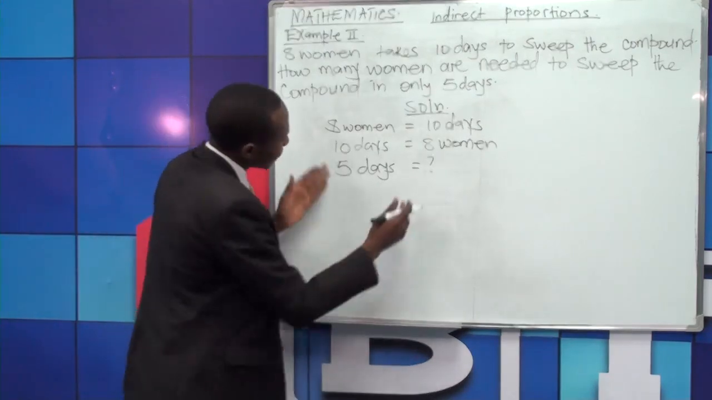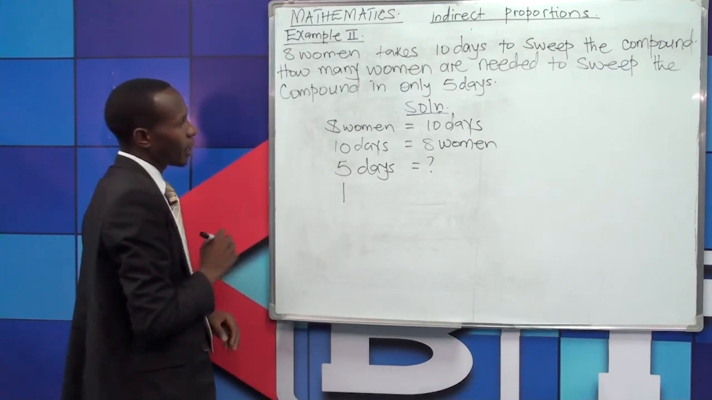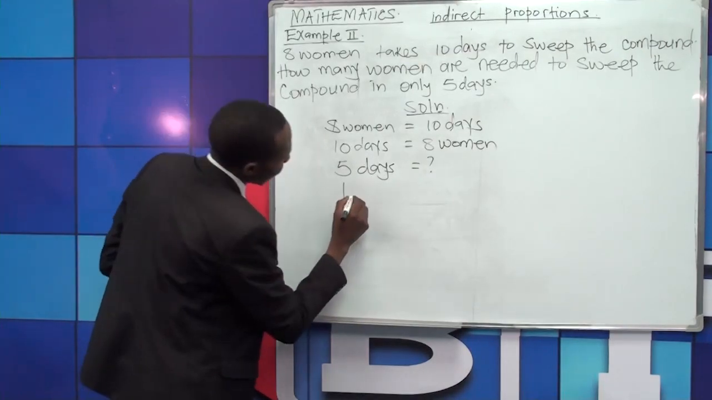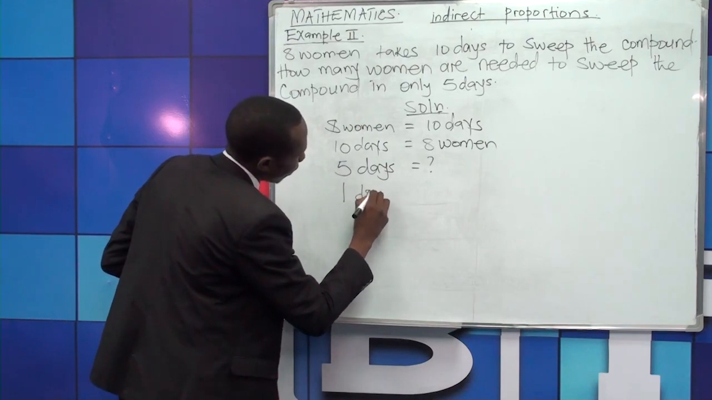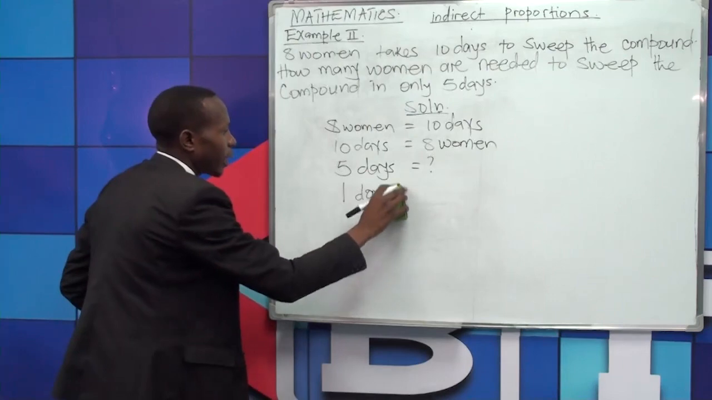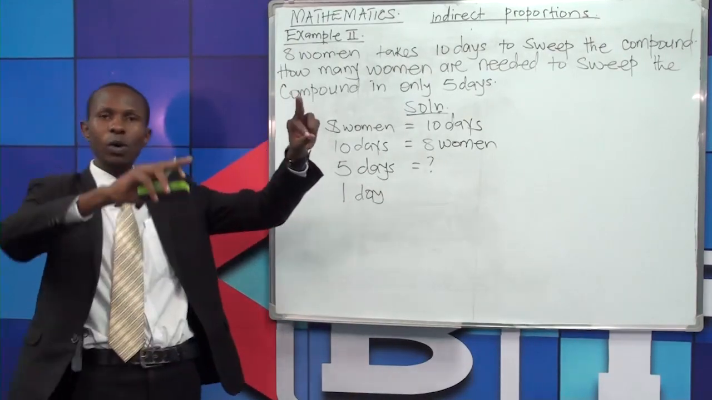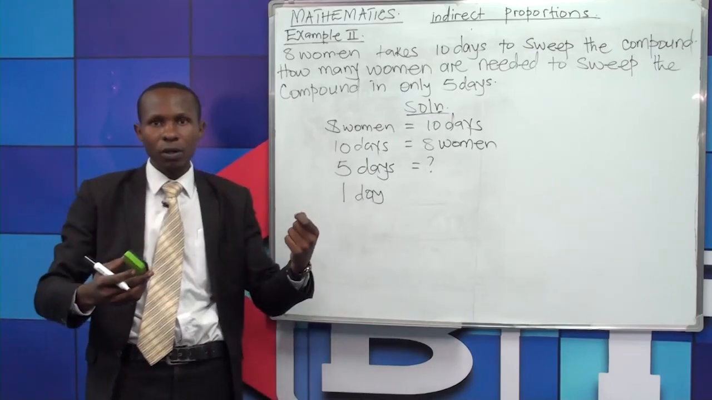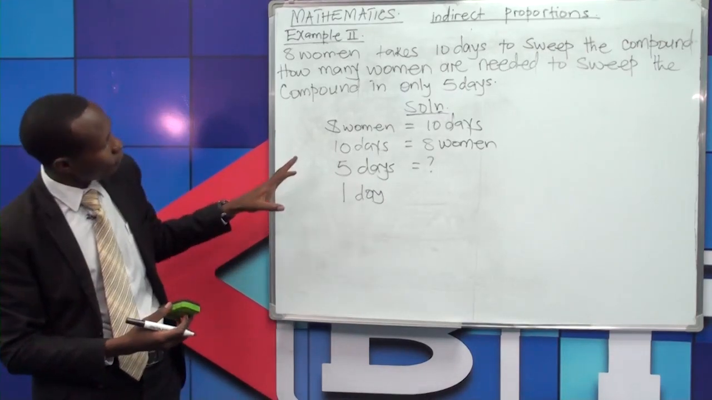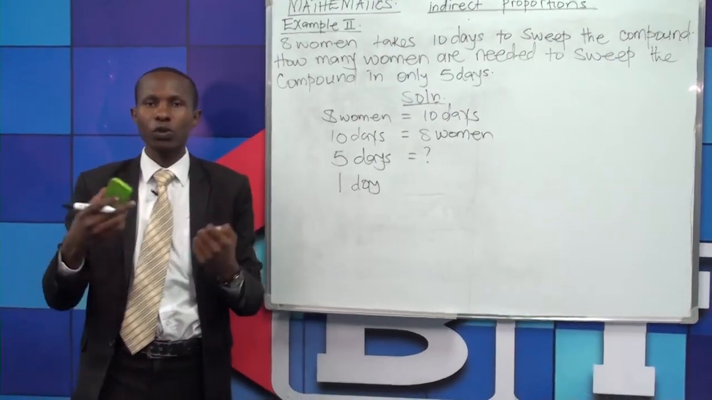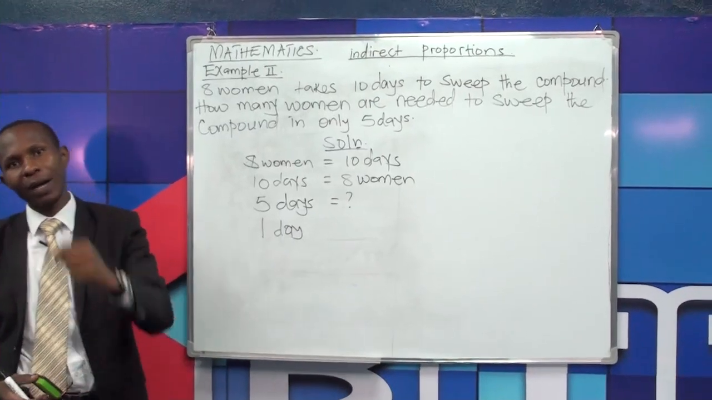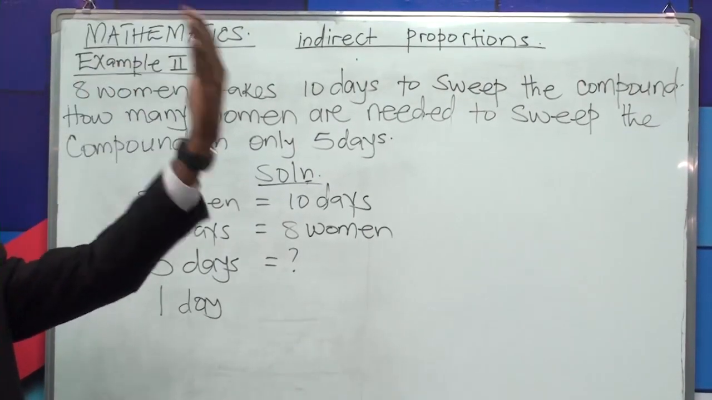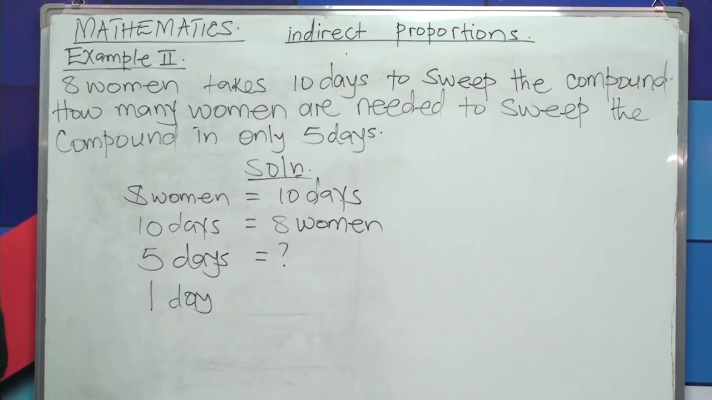So before we go far, let's first identify 1 day. If 10 days gives us 8 women, then 5 days we don't know. So we shall first identify how many people are required to do the same work in 1 day. Remember, when there are 8 people, they will sweep until 10 days elapse. But if you want people to sweep your compound in only 1 day, what will happen? Automatically, the number of workers will have to increase. When you have very many workers, they work very fast and everything gets done.